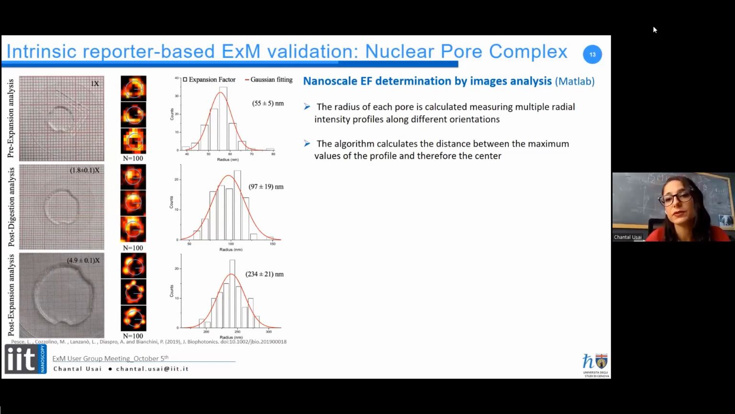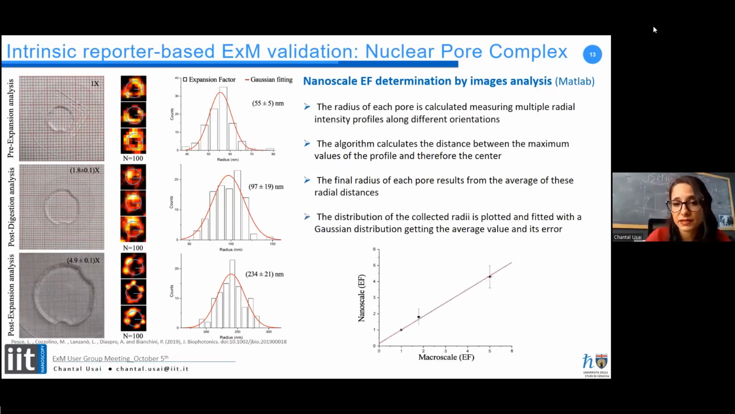So what was done was to first measure the radial intensity profile of a single nuclear pore complex unit along different orientations. And in doing this analysis, the algorithm is able to calculate the radius of the pore and the position of the center. So by averaging all of these profiles along different orientations, we get the final radius for each pore.